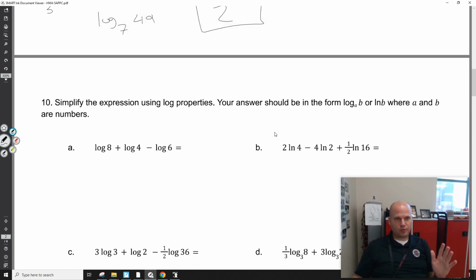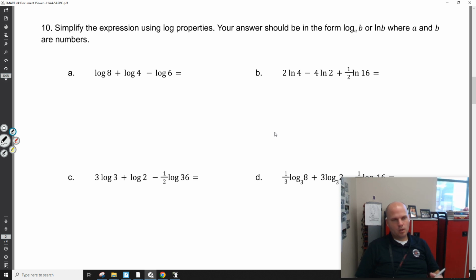Give a simplified logarithmic expression. So I got the log of 8 plus the log of 4 minus the log of 6. I can write this as the log of 8 times 4 divided by 6. The addition means multiplication. The subtraction means division. You can multiply first, then divide. If you divide then multiply, that's fine, as long as you take the 4 divided by 6 and then times 8. You get 32 divided by 6.